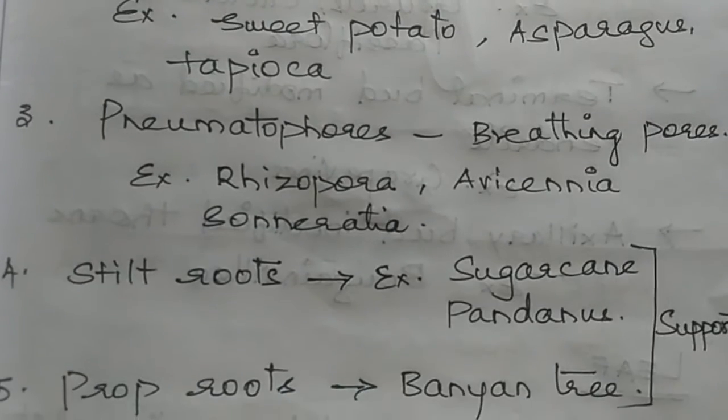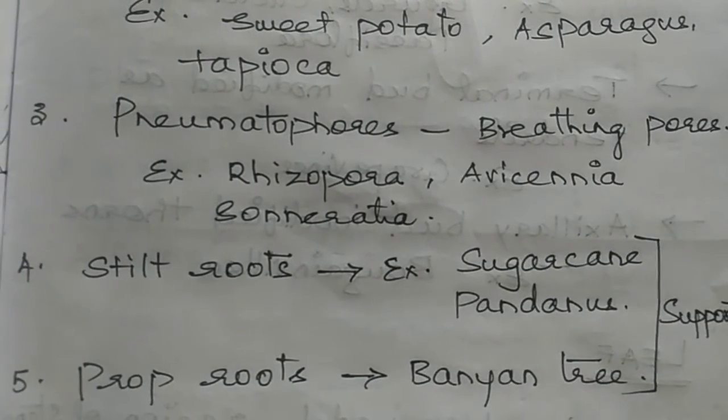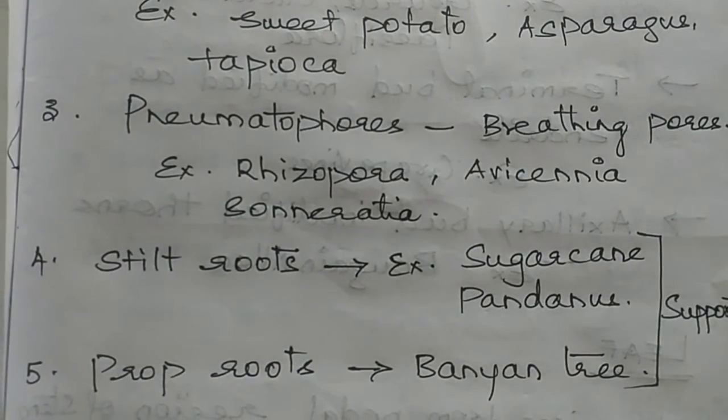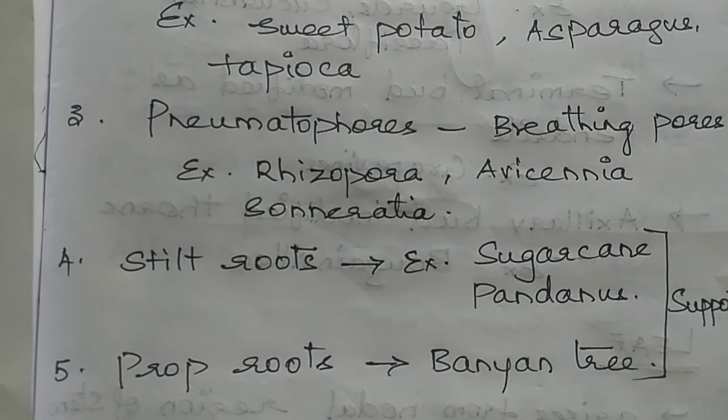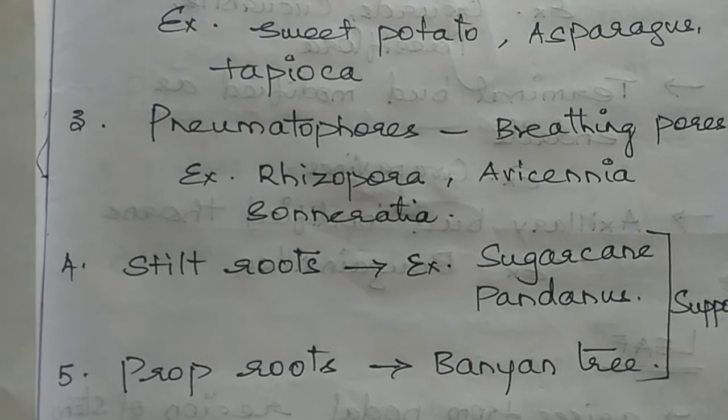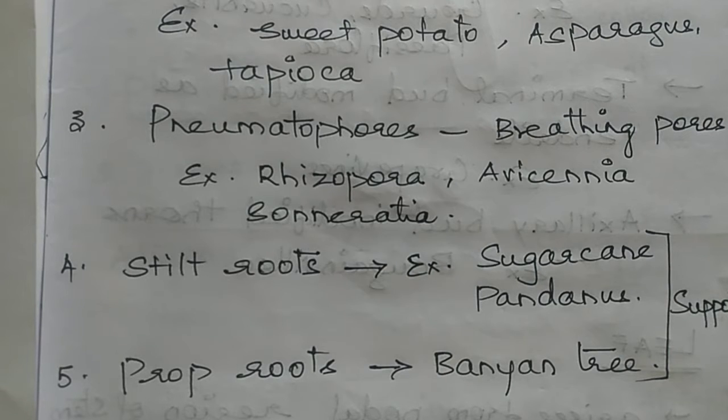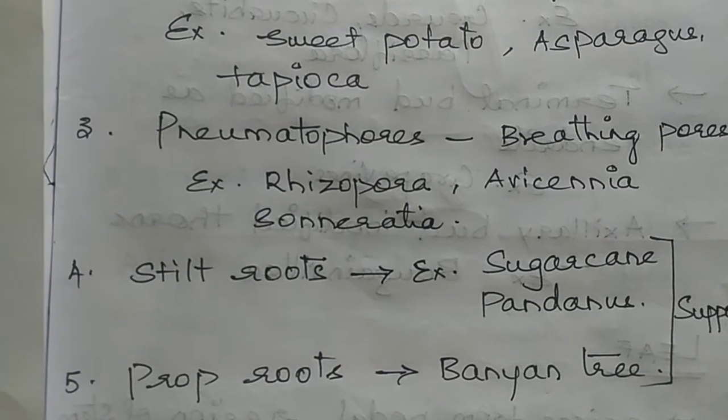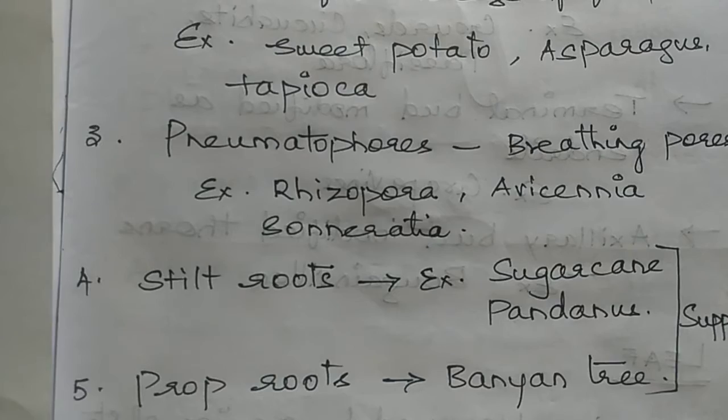And the next one is pneumatophores. So what are pneumatophores? They are known as breathing roots. Examples: Rhizophora, Avicennia and Sonneratia. So these pneumatophores are seen in mangrove forests, in marshy lands.